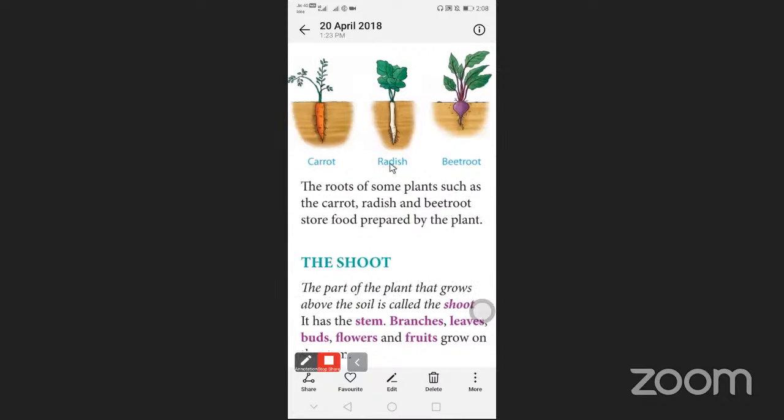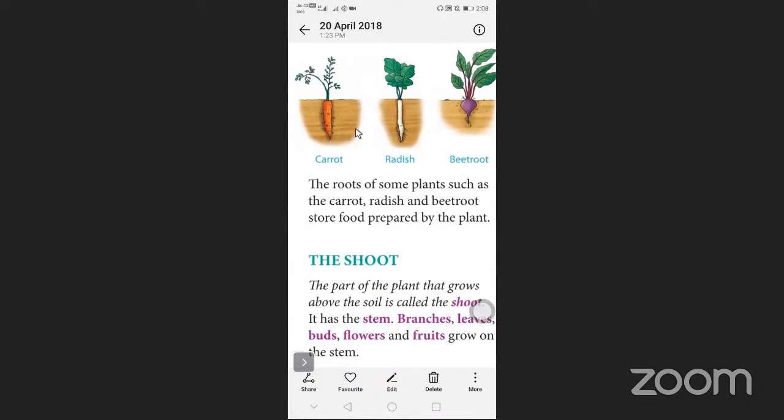Okay, some examples are the taproot systems. So what are those? Carrot and radish and beetroot, as you can see at your home also. These are roots, underground root vegetables. So the root you can eat. Which is that root? Carrot. The carrot is a root plant only. You can eat the carrot directly after washing. All the soil will be removable and you can eat it.